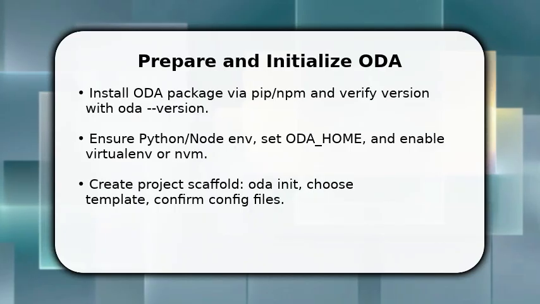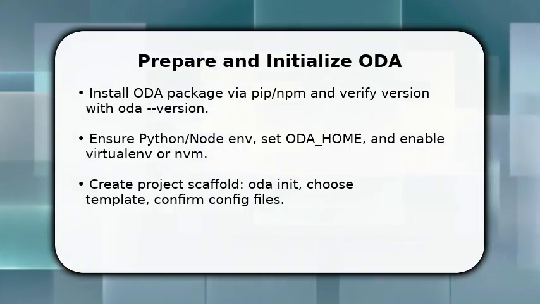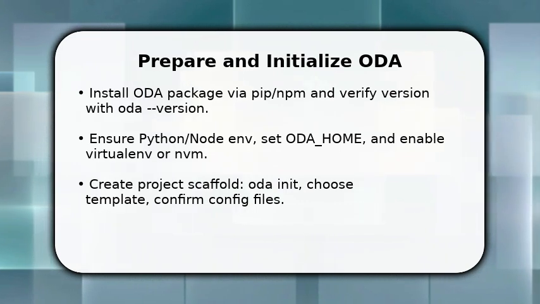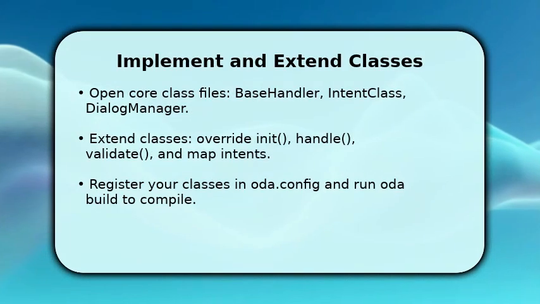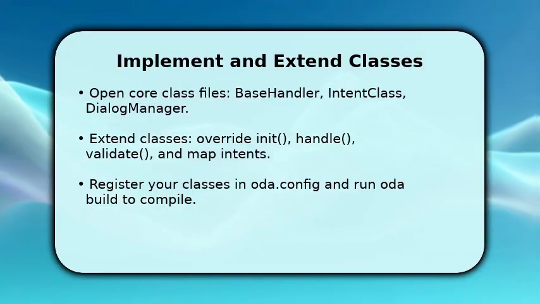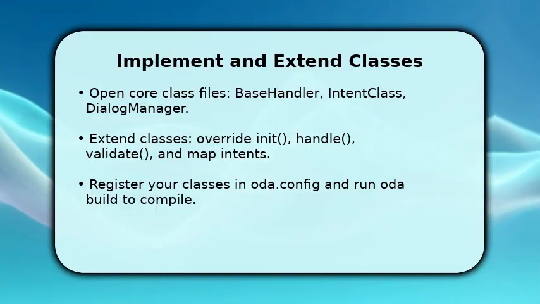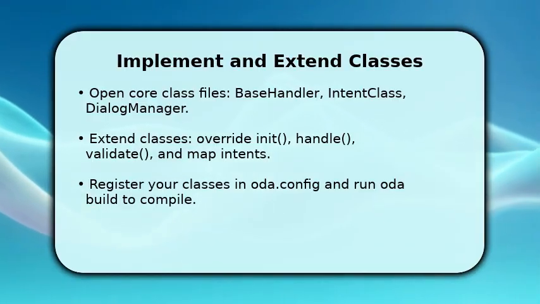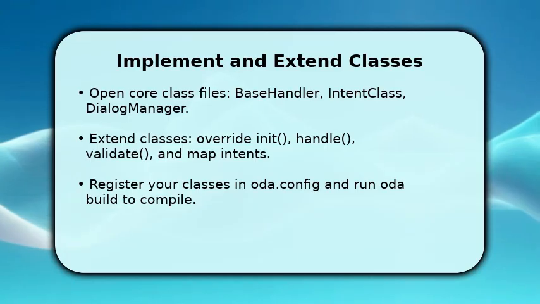You'll briefly inspect the generated class files and config JSON to confirm naming conventions and dependency entries before moving to implement behavior. You next implement business logic by extending the provided base classes, override init and handle methods to inject services and manage state. Once done, map intents to class handlers in the router and implement validate functions to sanitize inputs. Make sure to use dependency injection for API clients and store transient state in provided context objects.